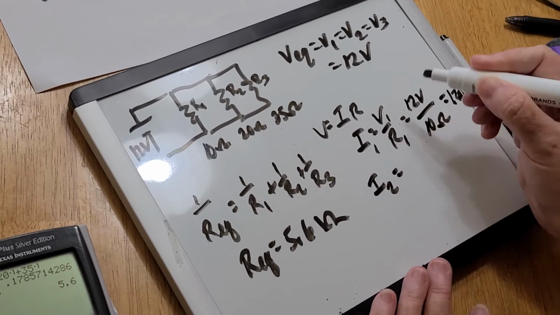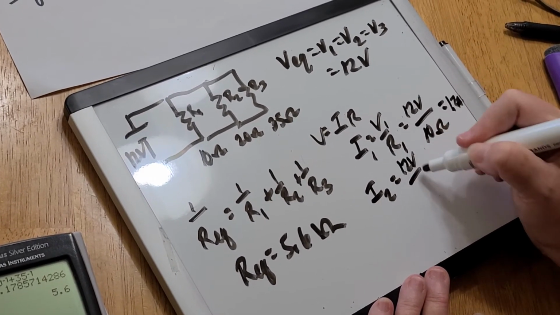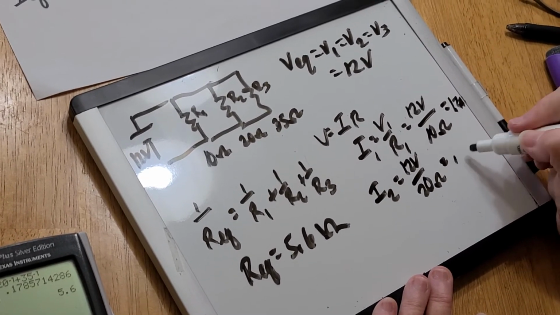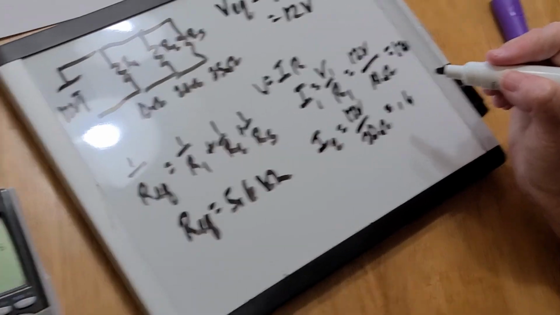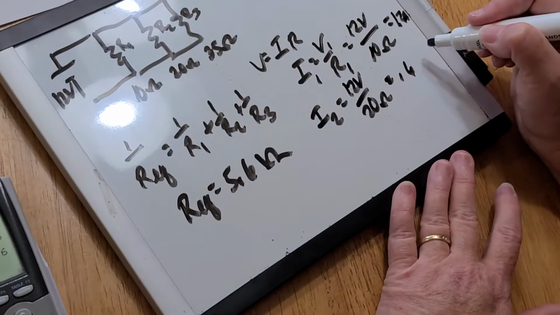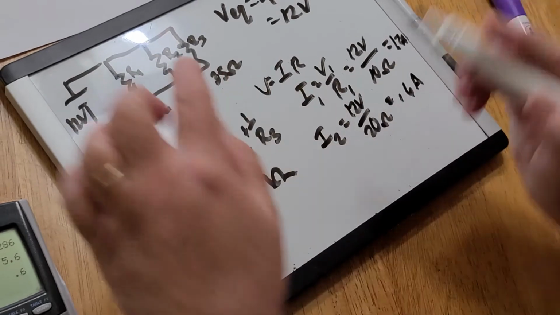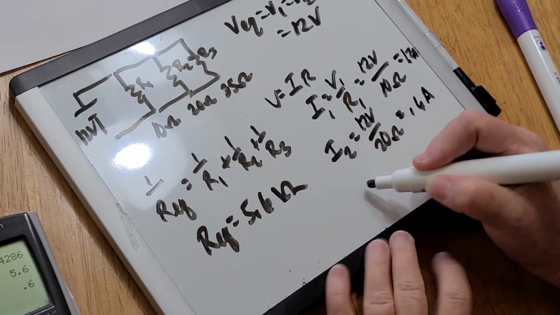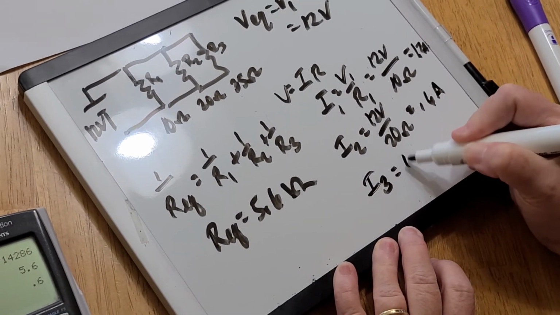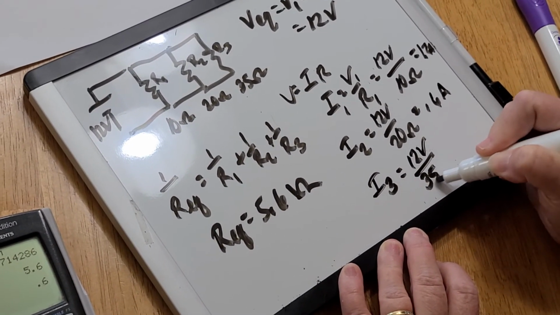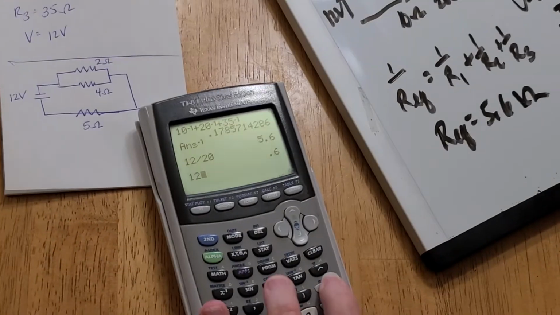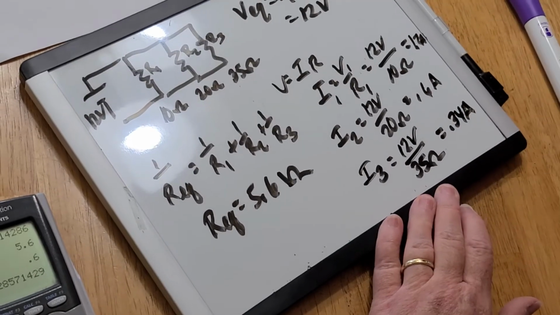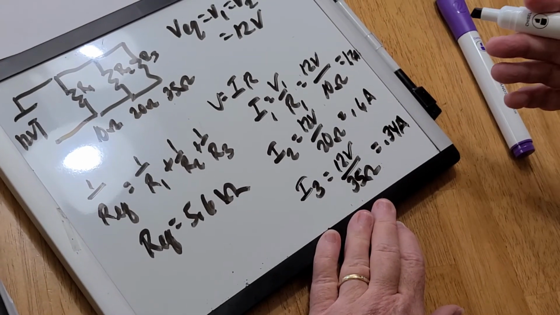I2, same deal. V is the same. 12 volts divided by the 20 ohms. That's going to be 0.6, right? Let's try. Oh, look, 0.6 amps. So 1.2 is the current going through this one, and 0.6 is going through that one. Do the same thing for I3. I3 is going to be 12 volts divided by 35 ohms, 0.34.